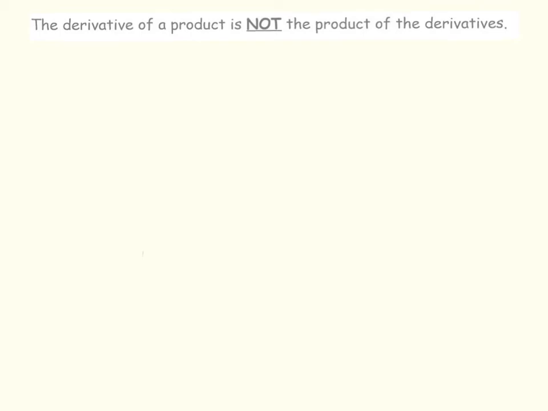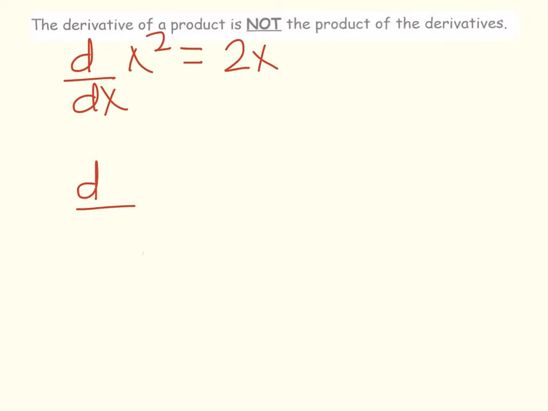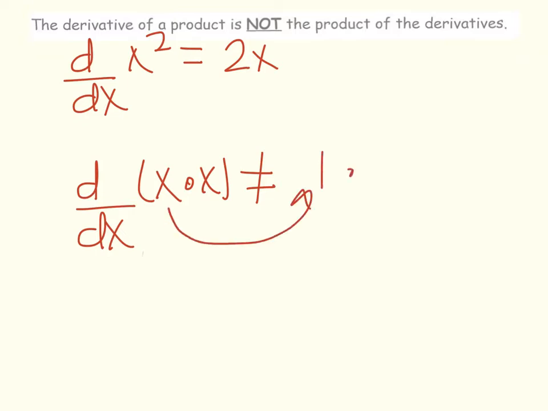Okay, let's start with this premise that the derivative of a product is not the product of the derivatives. So here's an example. If we take the derivative of x squared, using the power rule, we know the derivative of x squared is 2x. But if we instead write x squared as x times x, we're saying that the derivative is not the same as just taking the derivative of x, which would be 1, and multiplying it by the derivative of this x, which would be 1.